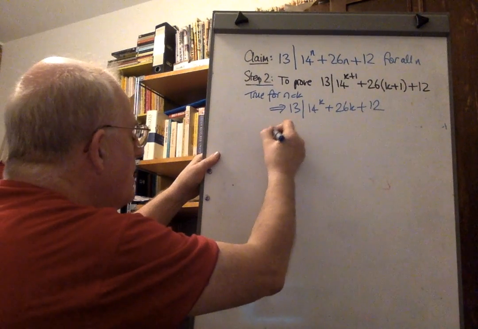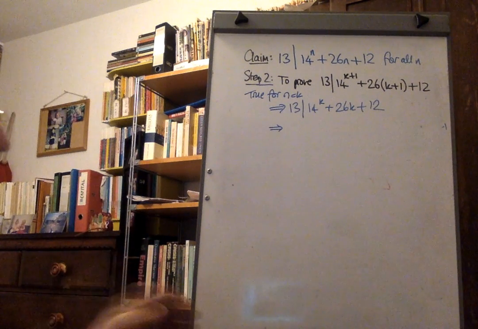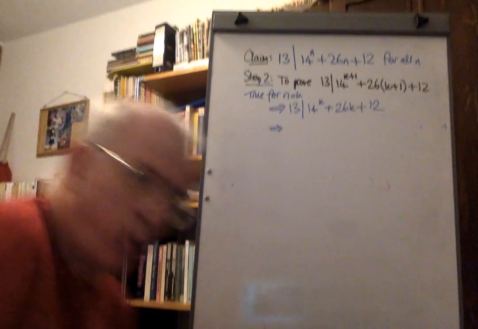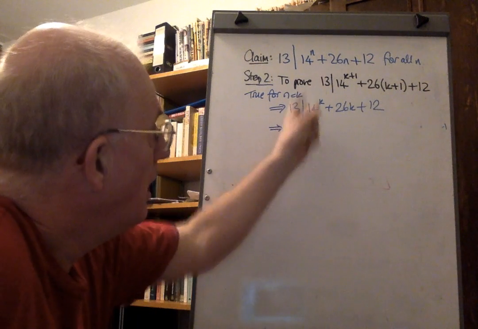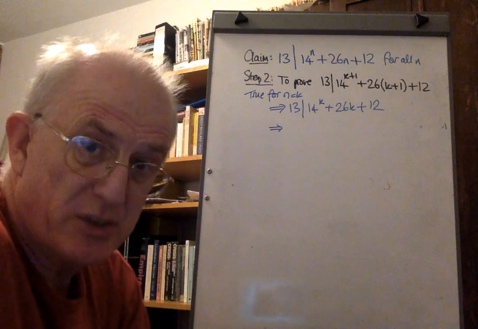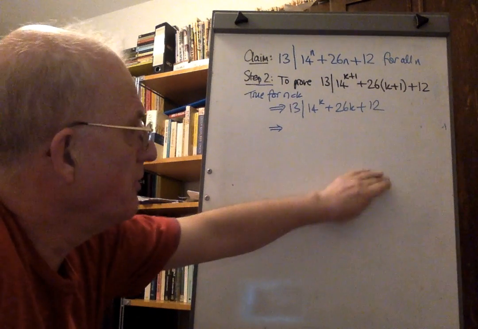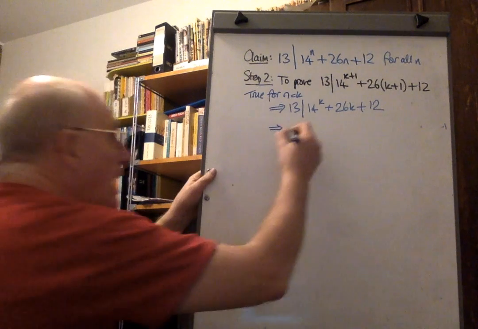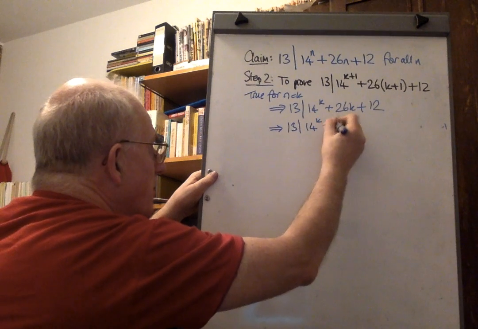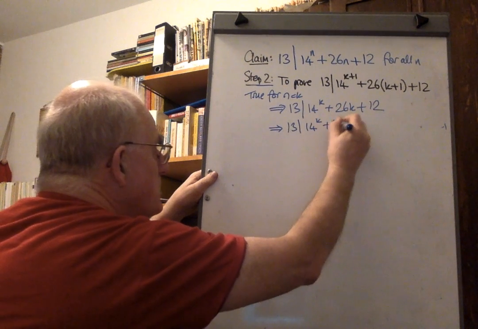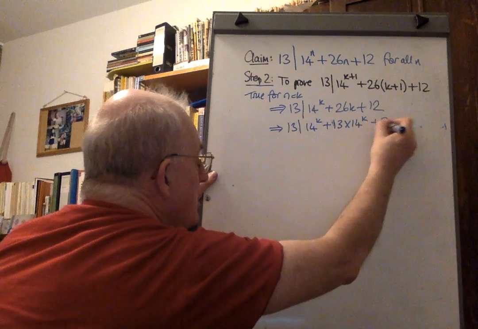Okay, now, with this one, this is a bit of a weird rule of thumb, but if you get something with only one number raised to a power of n, this will work. I'm going to do something simpler than multiplying this. I'm just going to add to this something that 13 obviously divides into, which is 13 times 14 to the k. Yeah, 13 obviously divides into that.